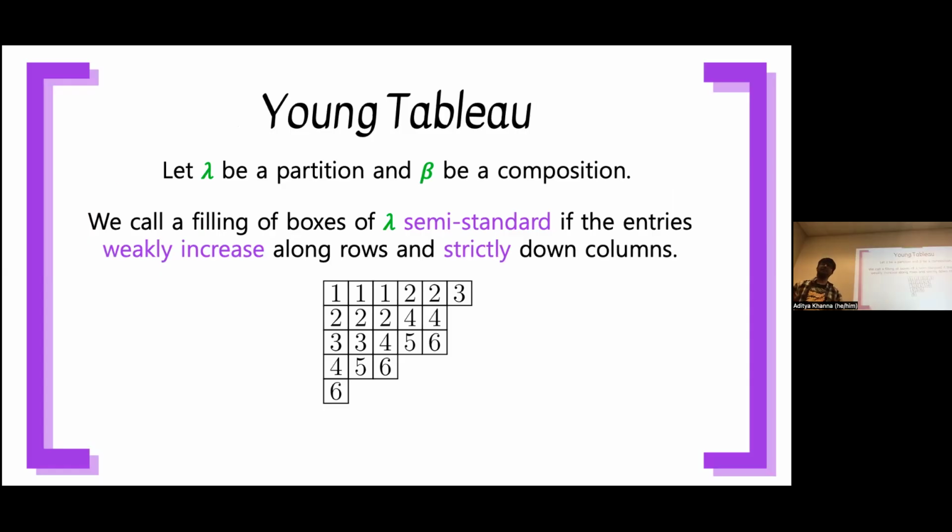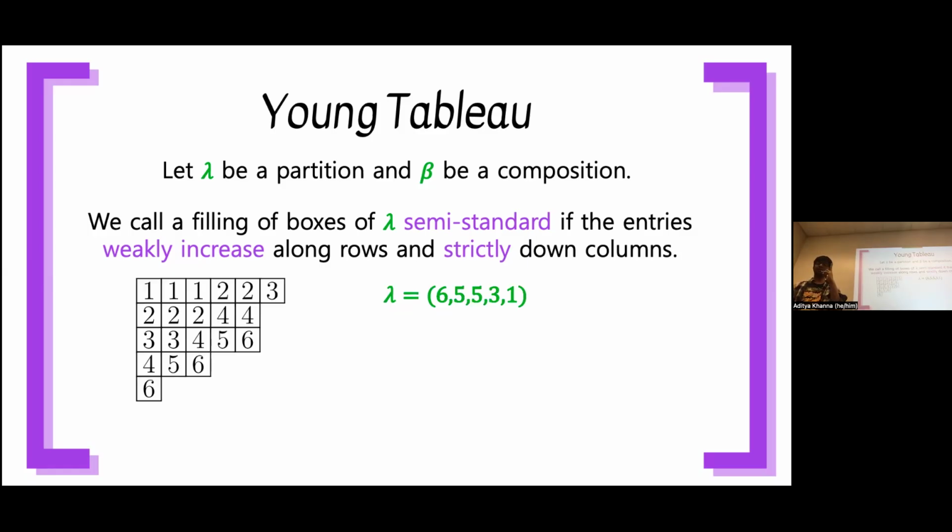So how are we filling these? The fillings have a certain rule: when you go from left to right in a row, you can either increase or stay constant. So they are weakly increasing. But when you go down, they must always increase. So these are the two conditions that you have. This is called semi-standard. The semi part is because you have equality sometimes. And so this will be called a semi-standard Young tableau.